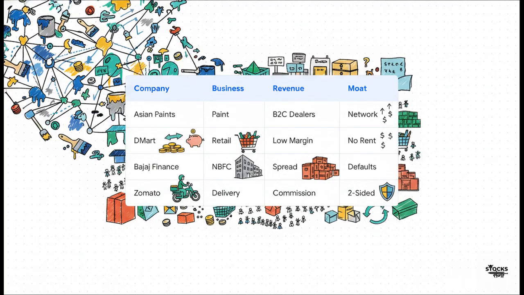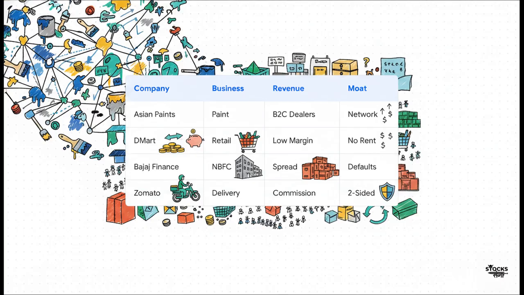Think about Asian Paints again. The business is manufacturing paint. Their revenue model is B2C through a massive network of over 70,000 dealers. And their key moat? That unbreachable distribution network. A new competitor simply cannot replicate 70,000 dealer relationships overnight. It gives them such incredible pricing power that they can hike prices slightly every single year, and customers barely even blink.